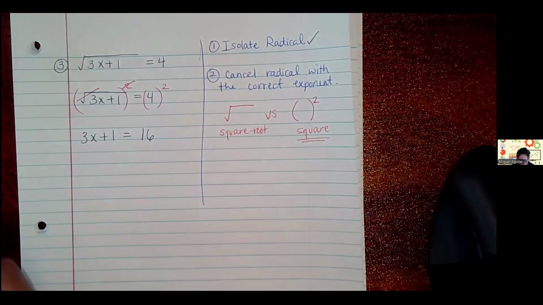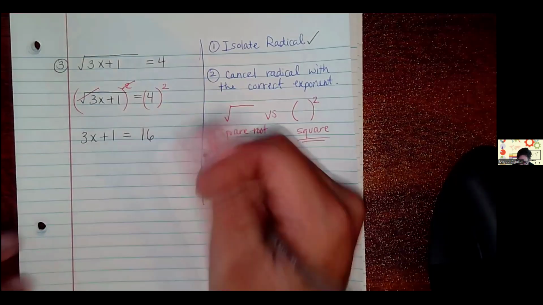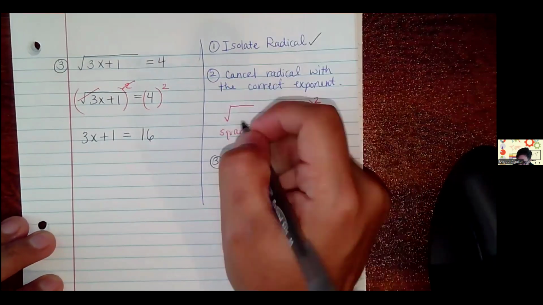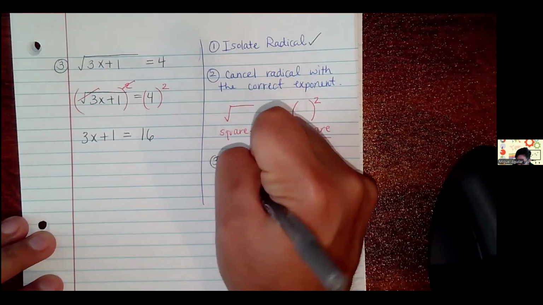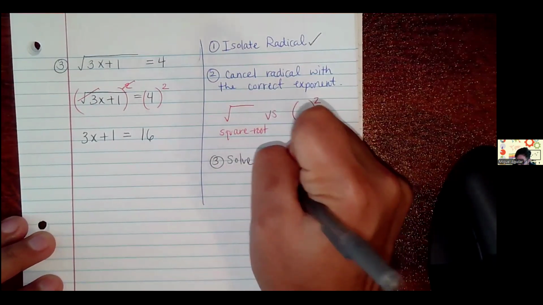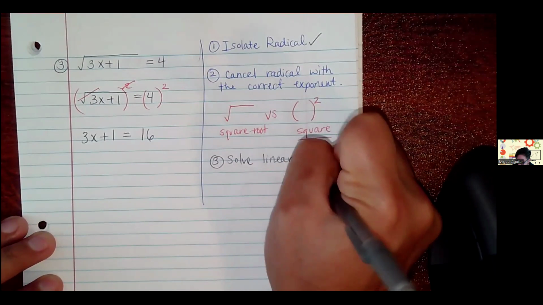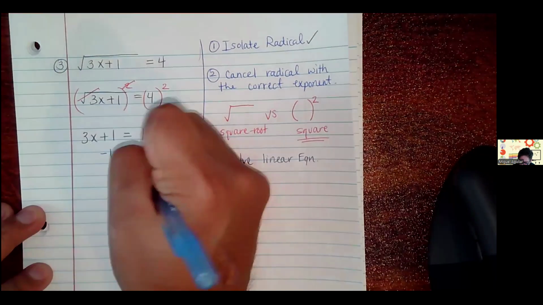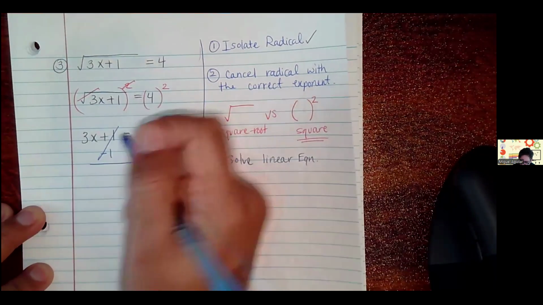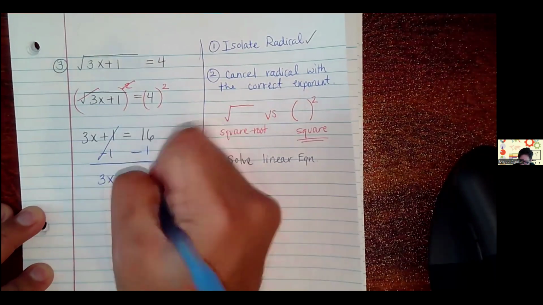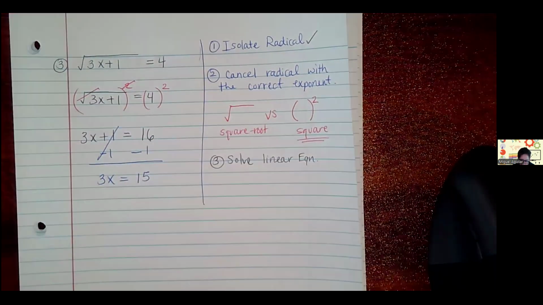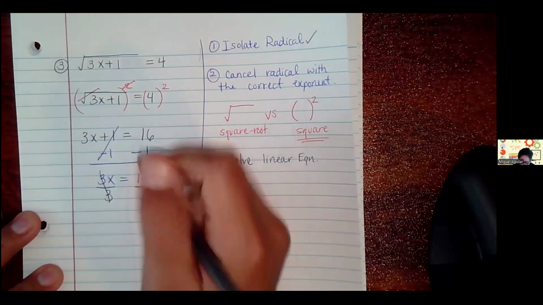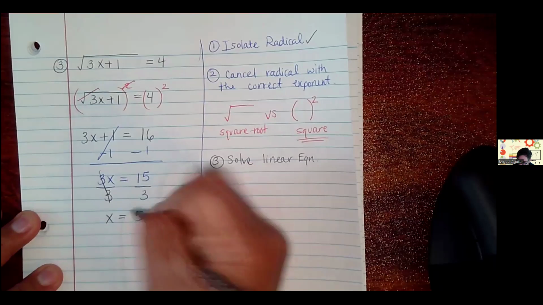All right. Once we do that, we can go ahead and simplify our equation, or solve our equation, right? So we can solve, and here we have another linear equation. Okay, so I'm just going to subtract the 1 here. That cancels out. I now have 3x is equal to 15. And then the last step will be simply to divide by 3 on both sides. So now I have x is equal to 5.